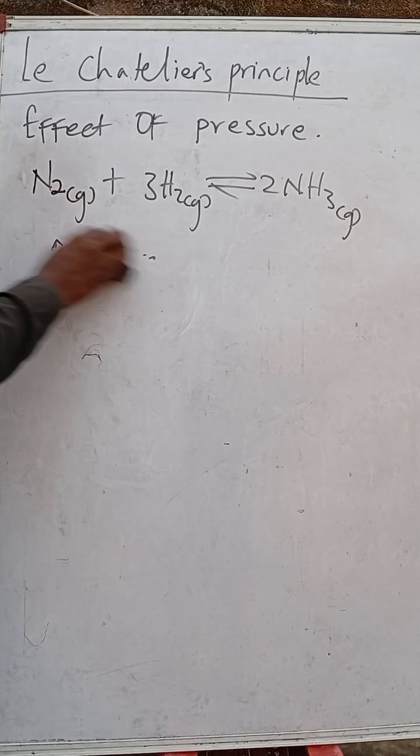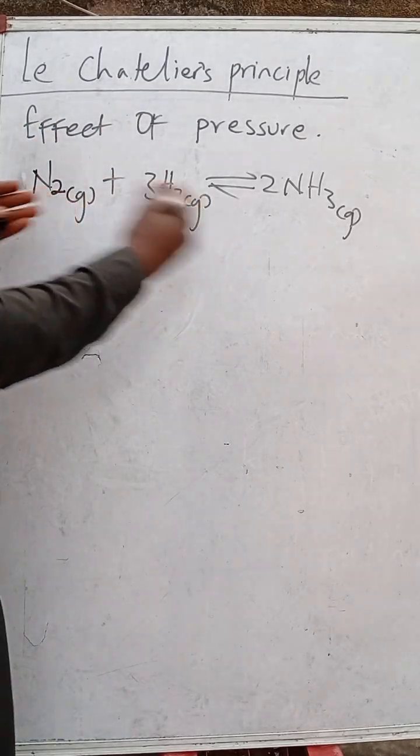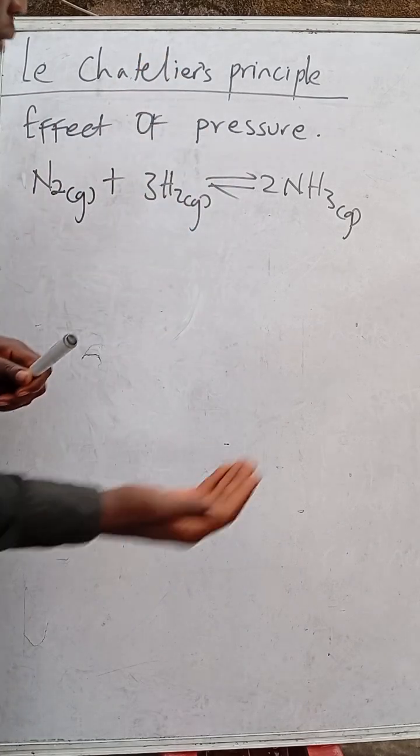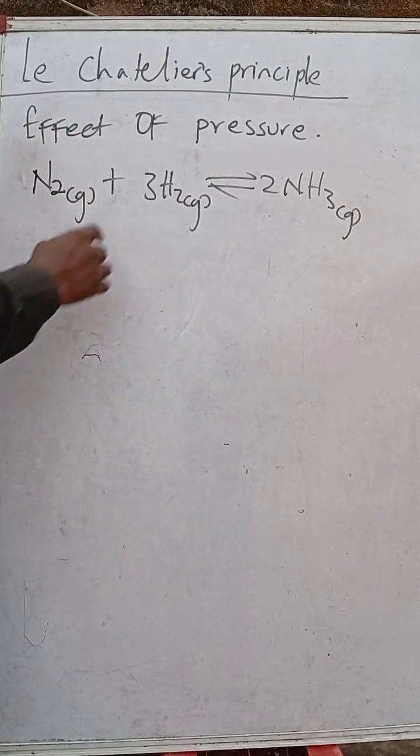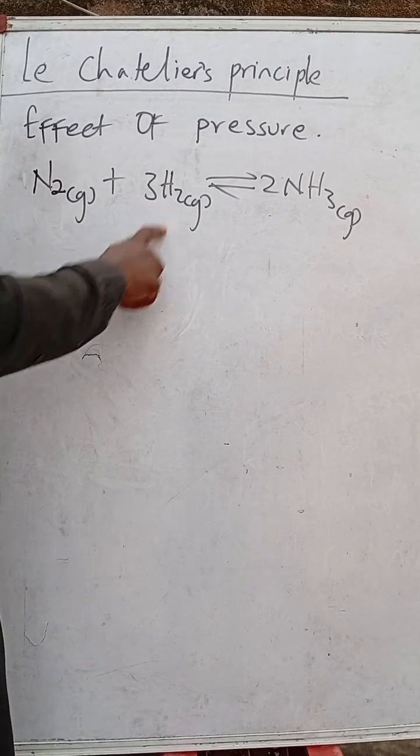What about if I decrease the pressure of this system? If I decrease the pressure, the equilibrium position will shift to the left. What does it mean to shift to the left? It means there's a formation of more reactants. More reactants are being formed.